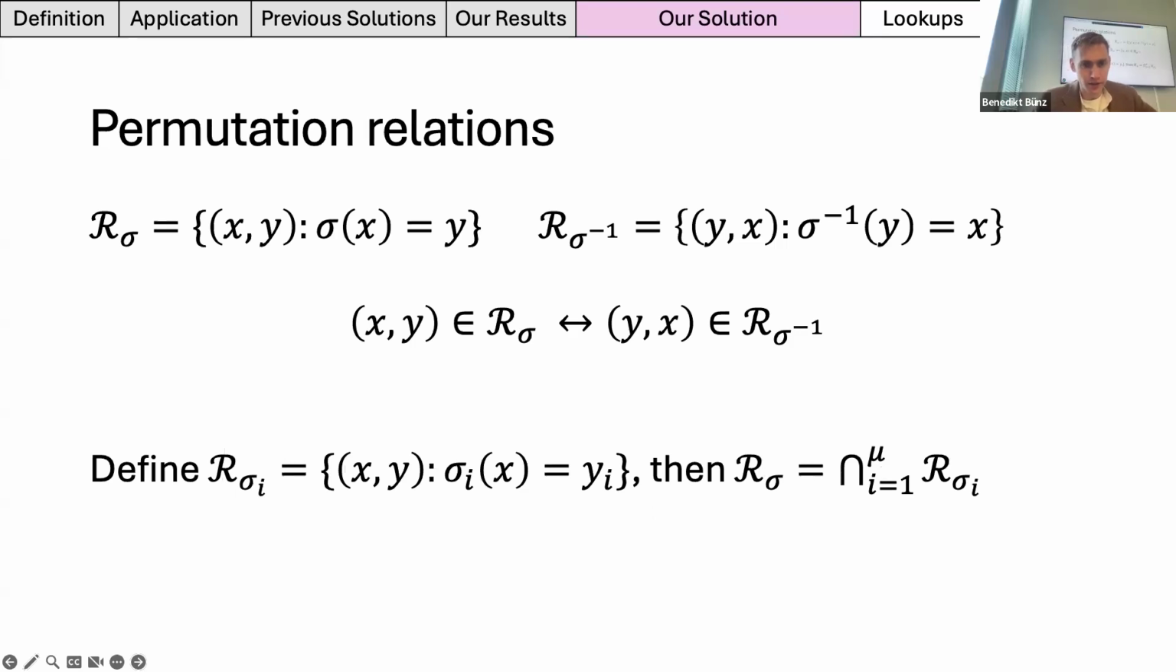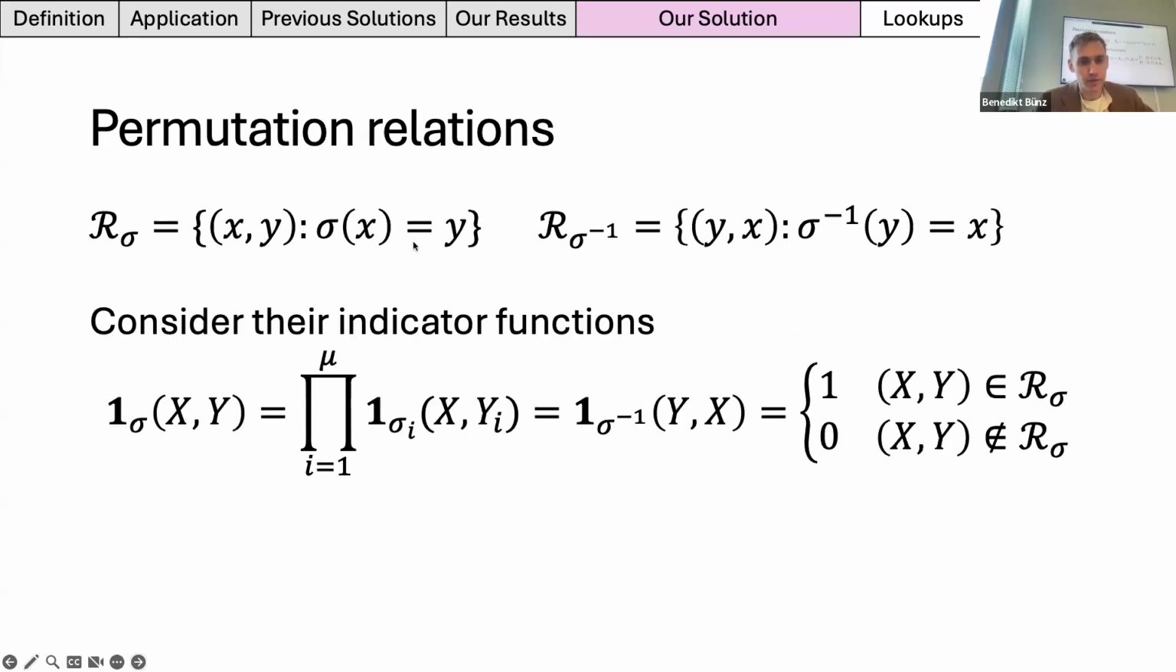One other way to think about sigma is to say that R sigma is going to be the intersection of all of these R sigma i. So if sigma of x is equal to y, then it means that sigma 1 of x is equal to y1, so it's equal to the first bit of y, sigma 2 of x is equal to y2, and so on.